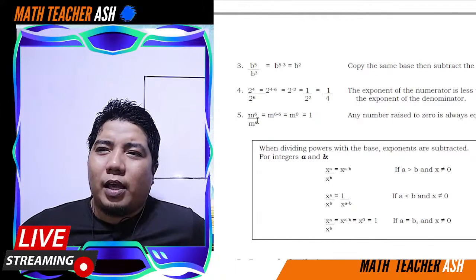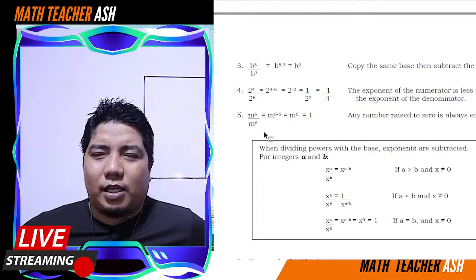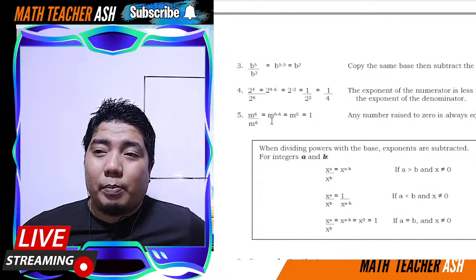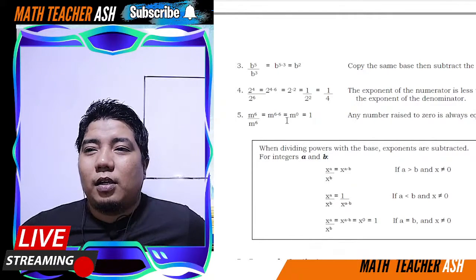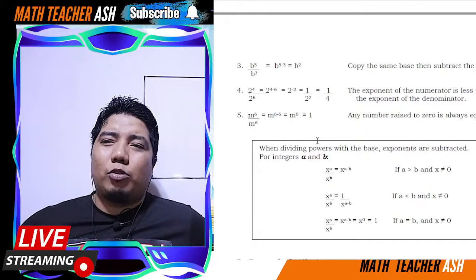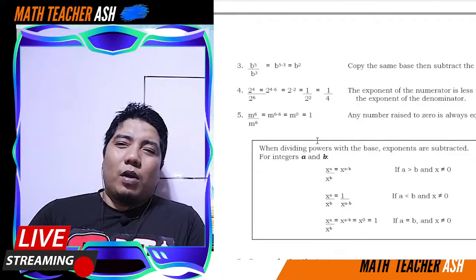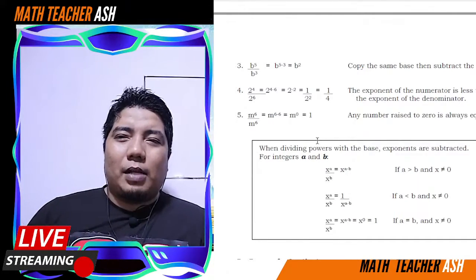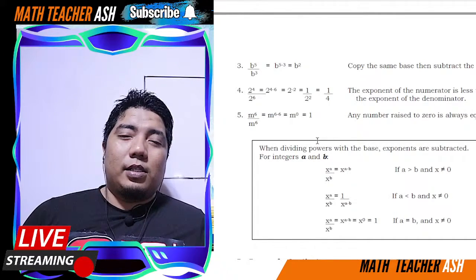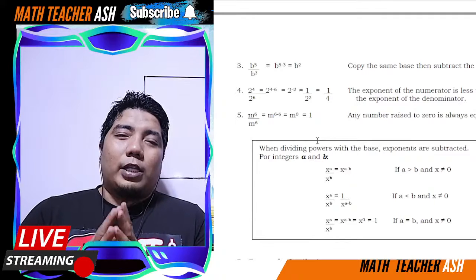Pareho ng exponent. M to the 6 over M to the 6. Of course, ganun pa rin, copy mo si M, which is the base. You subtract the exponent, 6 minus 6, the answer is 0. Now, ang tanong, what is M to the 0? Now, let me give you a quick reminder, my dear math learners. This is another rule on exponents. This is known as the zero exponent rule.